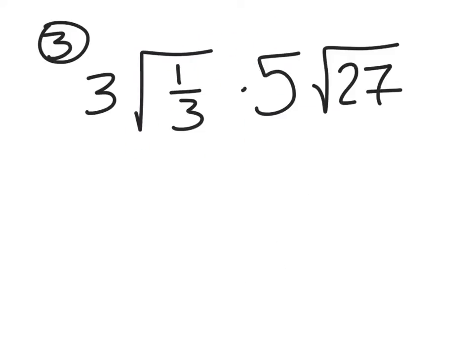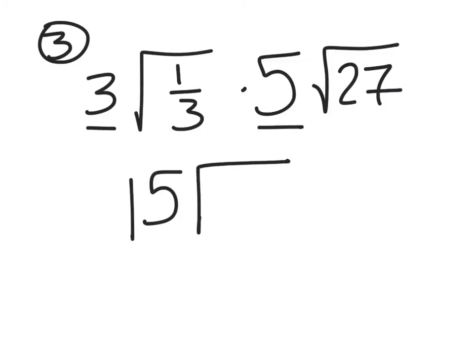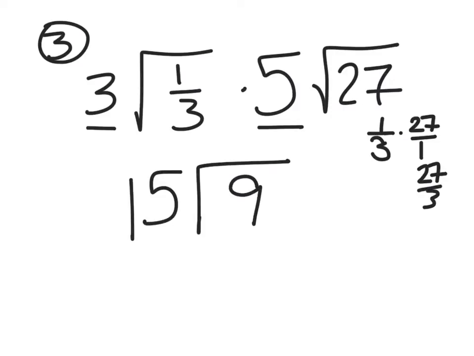Example 3. Maybe a little uglier with a fraction, but nonetheless the same idea. Multiply the outsides, so outside 15, and then we'll multiply the insides. 1/3 times 27. Well, off to the side I'm just going to say that's 1 over 3 times 27 over 1. So that just makes 27 over 3. And hopefully we know that's 9.